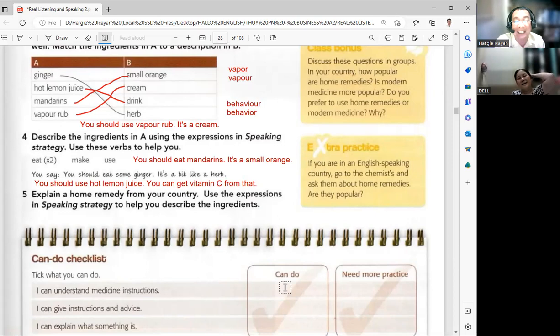Actually, if I have a headache, I just put vapor rub on my head. And if the vapor rub cannot make me well, that's the time I have to take paracetamol. But if the vapor rub can make me okay, I don't take paracetamol anymore. What about you, Toy?